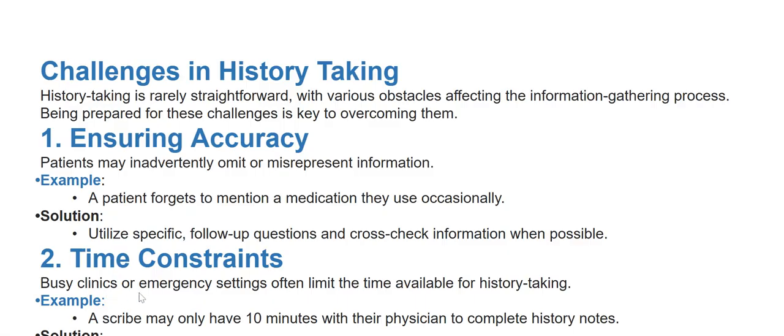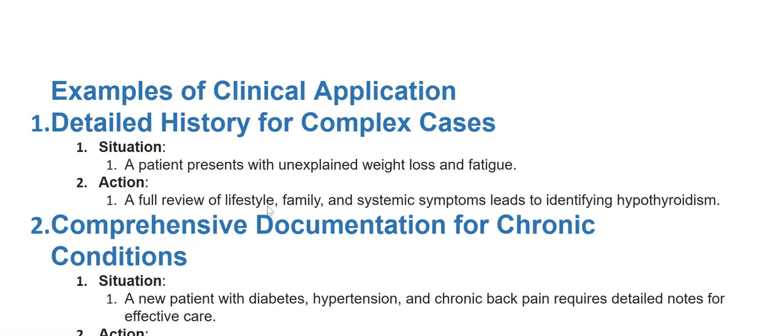Time constraints. Busy clinics or emergency settings often limit the time available for history taking. Example, a scribe may only have 10 minutes with their physician to complete history notes. Solution: prioritize key questions first, focusing on the chief complaint and any life-threatening factors.